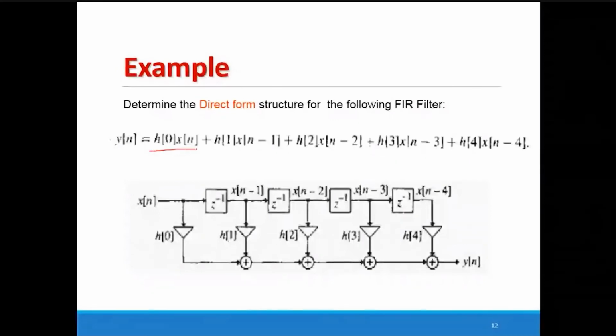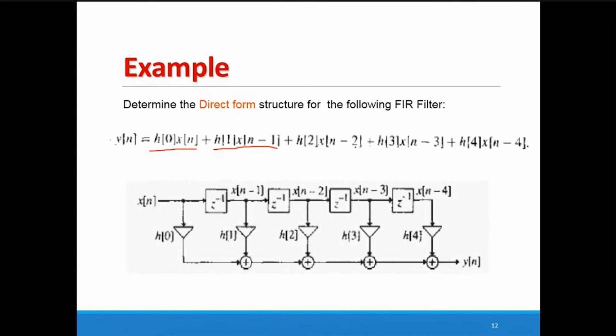So x of n is multiplied with h0, and we are getting the output. Then h1 x of n minus 1. When we are talking about n minus 1, it means it is passed through one delay element. So x of n is passed through one delay element and multiplied with this h1 and then added.